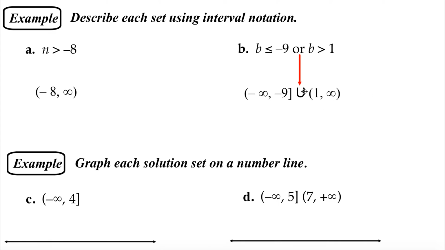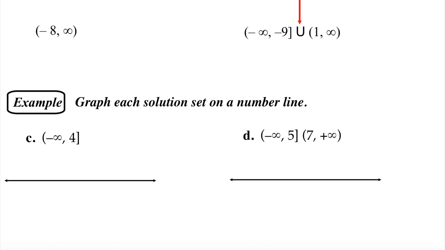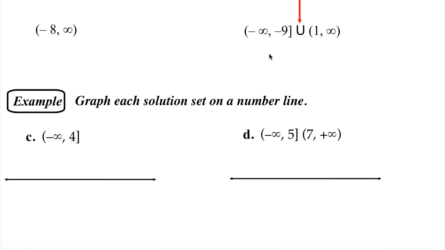Okay? So hopefully you understand what union and intersection are. Union means it's a combination of everything. Intersection means it's what they have in common. So here's a couple more examples.